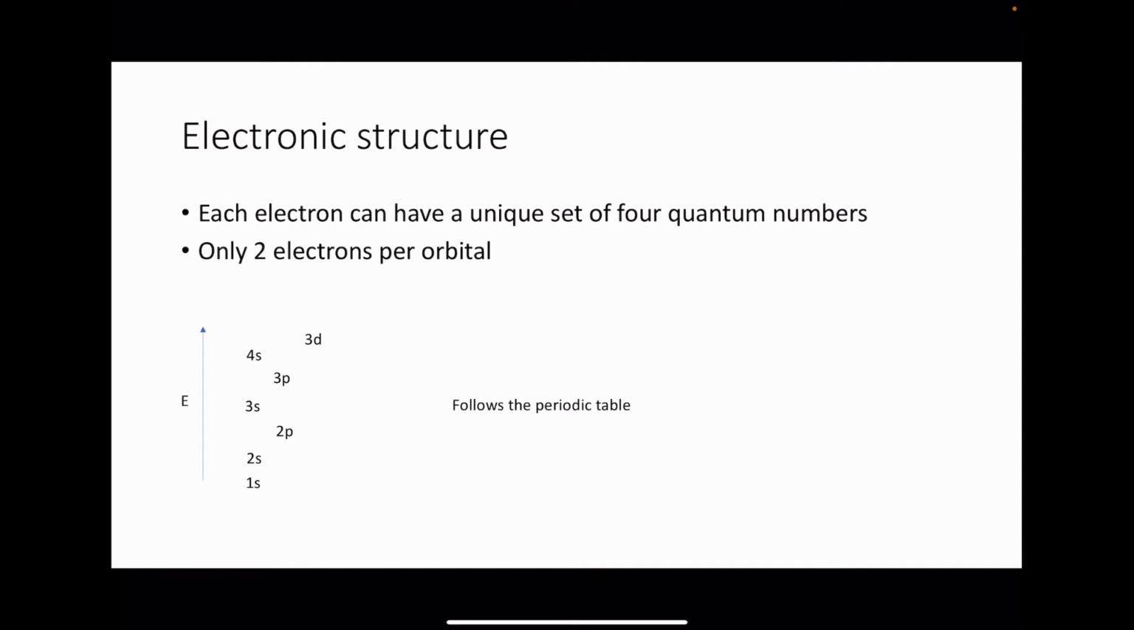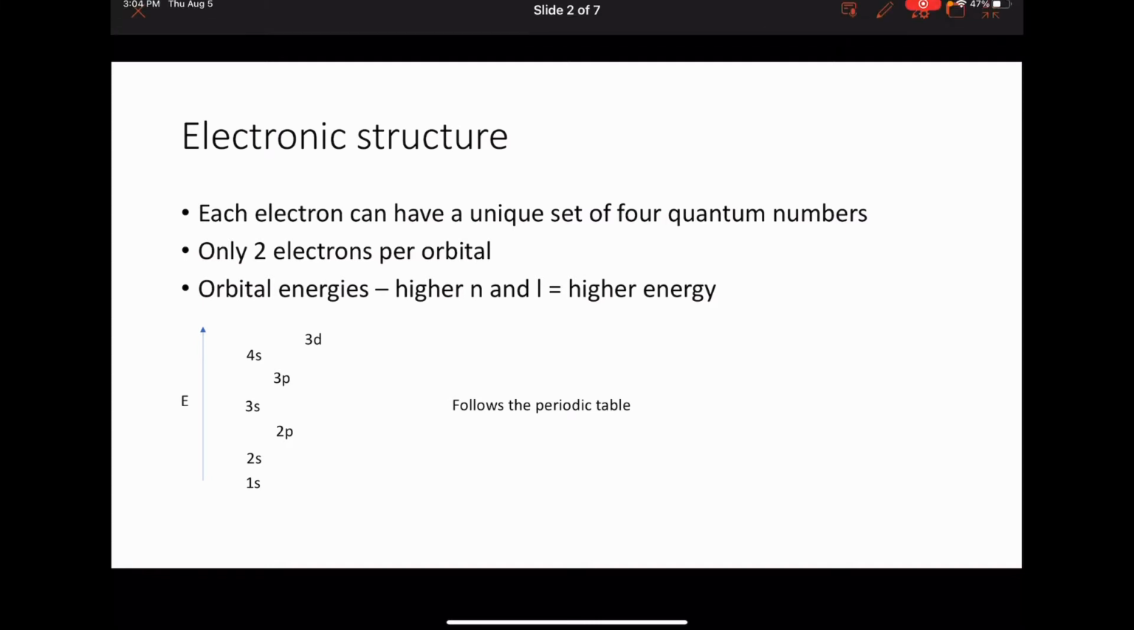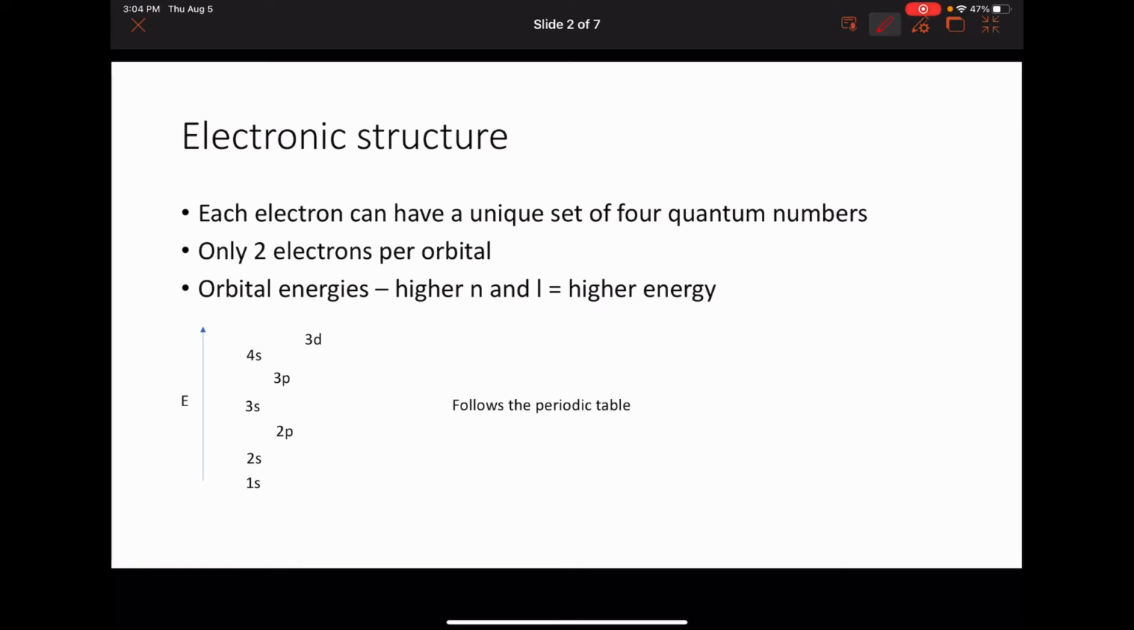So all of that is the periodic building up of the table. But we need to know which orbitals are going to be higher and lower in energy to know which ones are actually filled when we're filling in the electrons that we have. So higher n, so farther away from the nucleus, is higher energy. Higher l tends to be higher energy as well. So the closer they are to the nucleus, the lower energy they are.